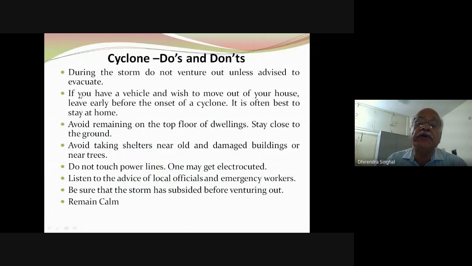Now what we need to do in cyclones during the storm: do not venture out unless advised to evacuate. For example, if you are very much on the coastal line, you will be asked to evacuate. If you have a vehicle and wish to move out of your house, leave early before the onset of the cyclone. It is often best to stay at home. Avoid remaining on the top floor of the dwelling. Stay close to the ground. Avoid taking shelter near old and damaged buildings or near trees.